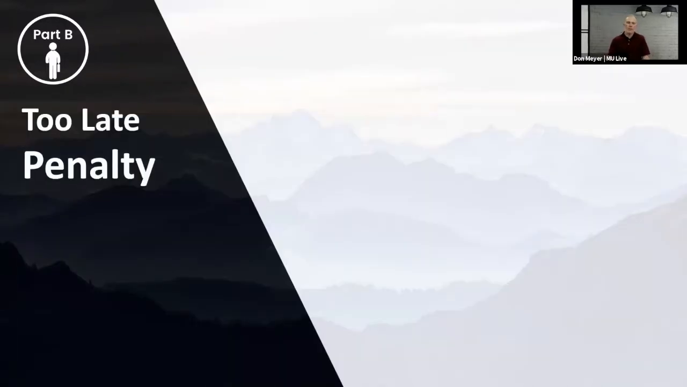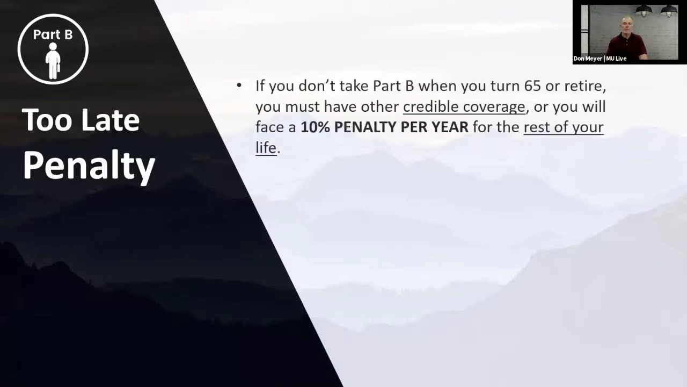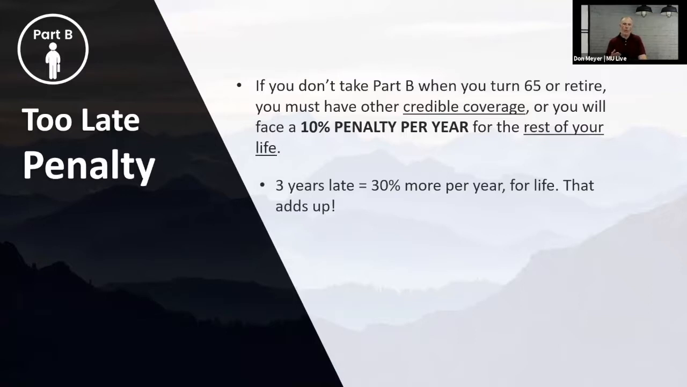So let's talk about this penalty for Part B. And we're going to talk about the penalty for signing up too late. So if you don't take Part B when you turn 65 or you retire, you must have other creditable coverage, or you will face a 10% penalty per year for the rest of your life. So what that means is 3 years late, you're going to have a 30% more premium added on for the rest of your life. And it's going to be added on not to the original premium of when you first started.